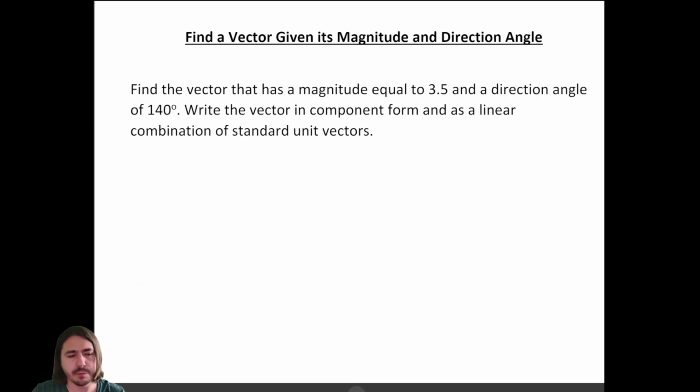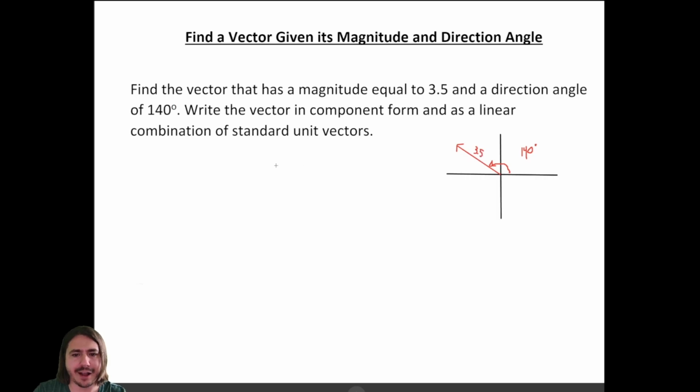conventions, or both notations. So first, let's just sketch it out so we can get an idea of what we're working with here. I always, as you guys know, recommend doing a sketch to really help you understand what it is we're doing here. So the direction angle is 140, so it's going to be slightly lower than 135, which is that 45-degree mark. So here's our angle, 140. Okay, and the magnitude is 3.5, so that means the length of this is 3.5.